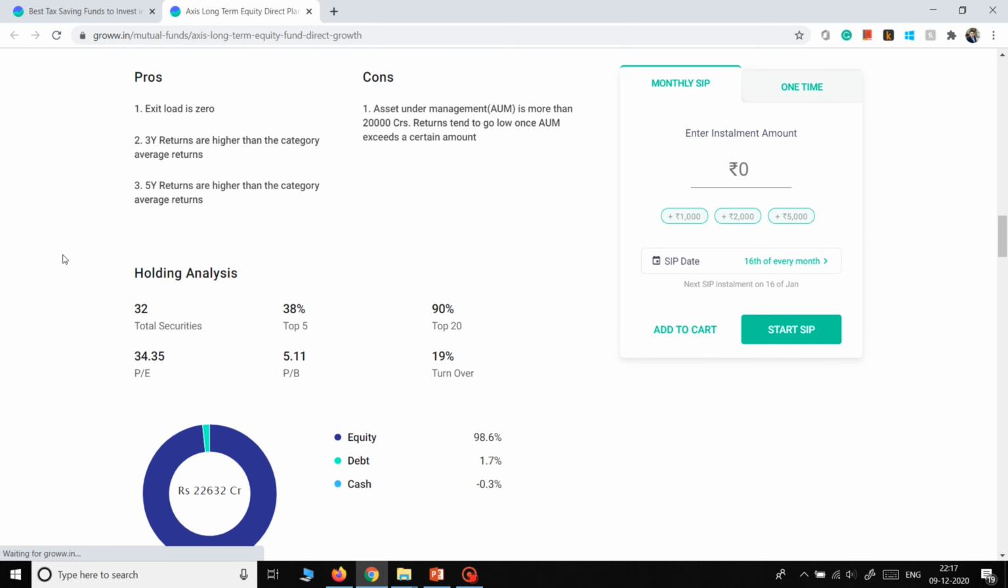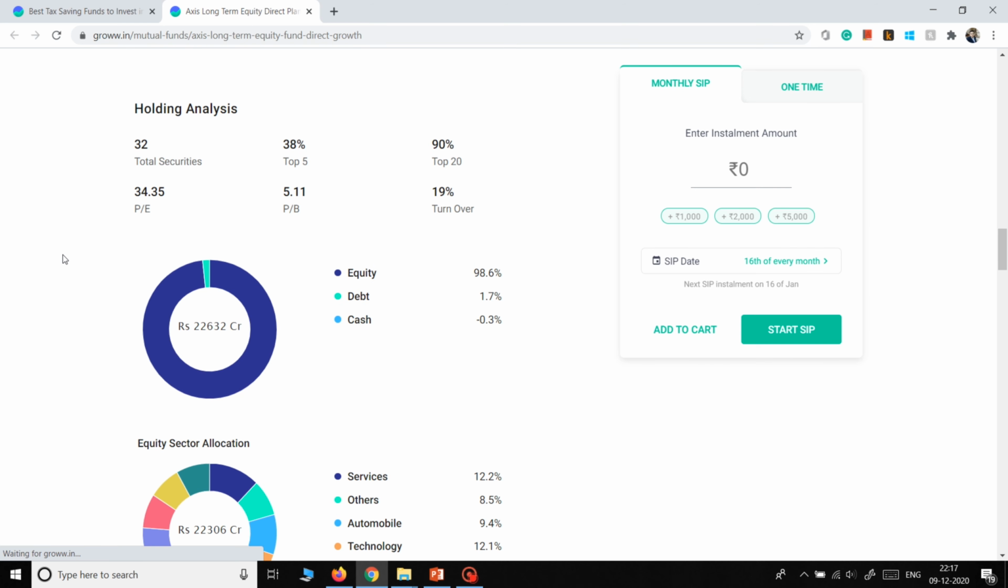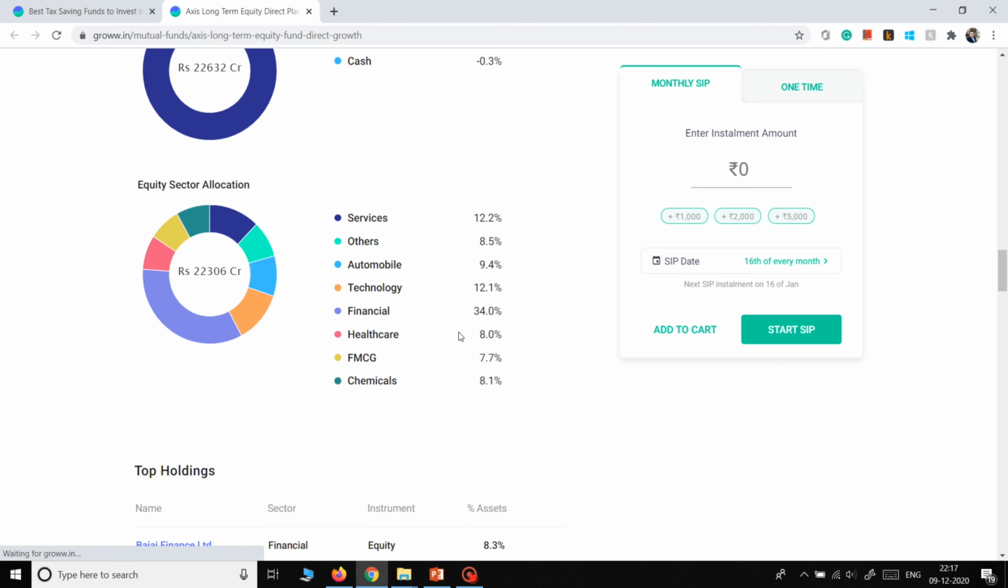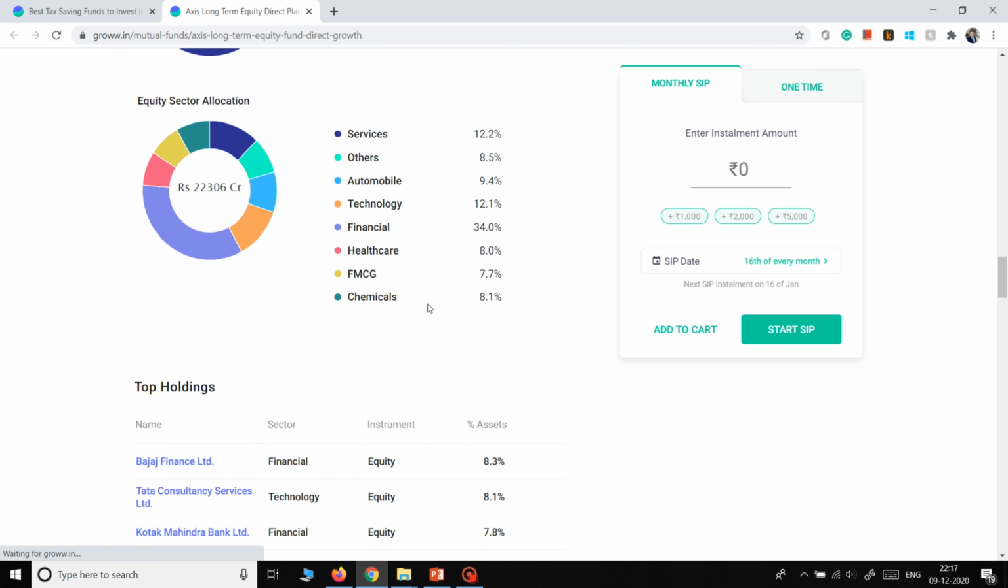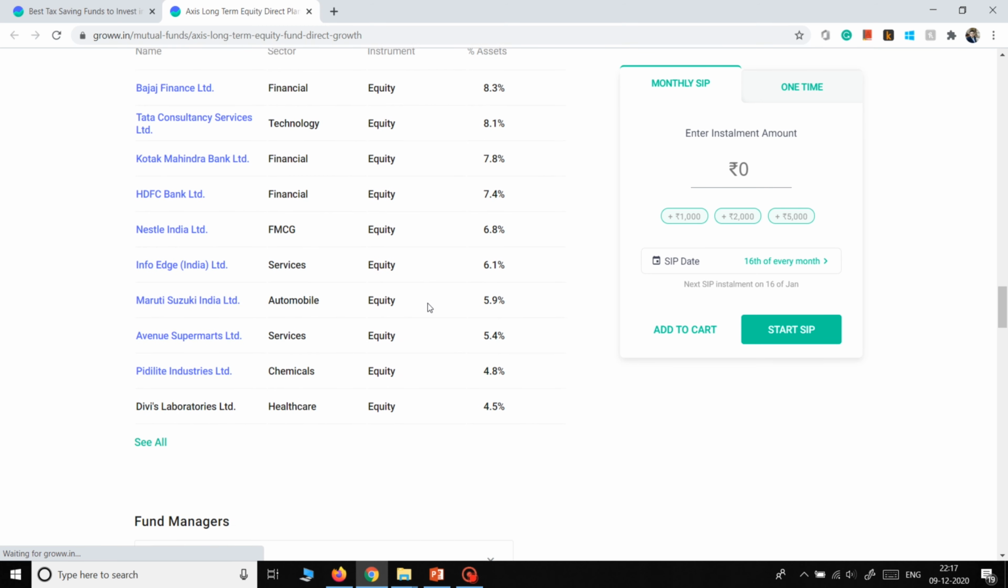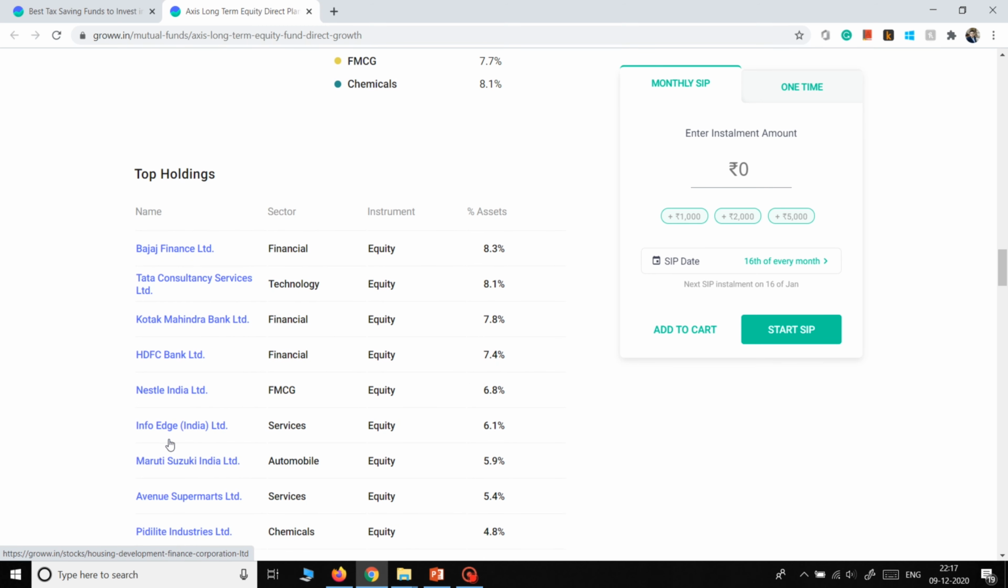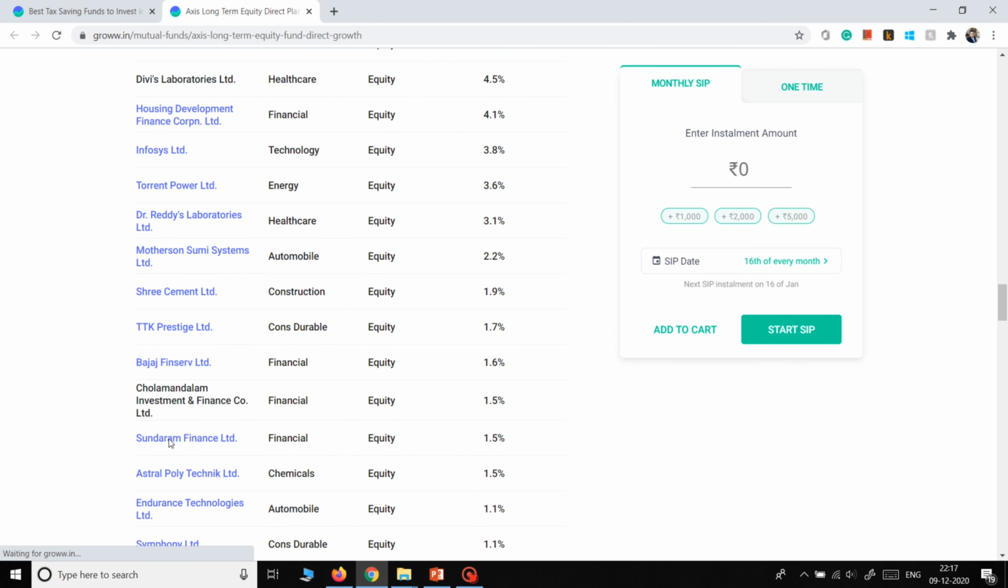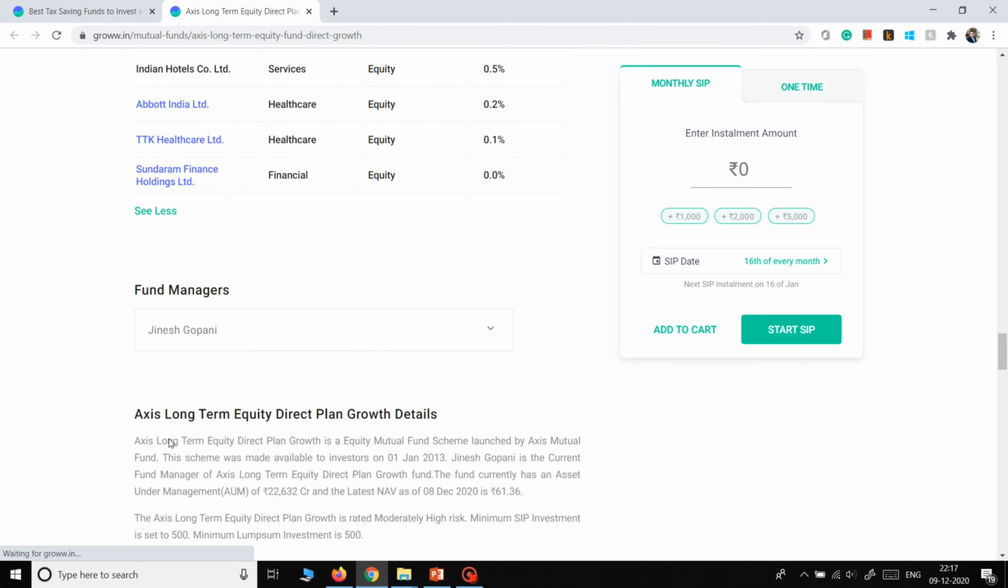You can also see here what kind of holding this fund has, what is their equity, what is their debt investment, how much cash they are having, and all these kind of things. Then here you can see that the investment is in, say, services, automobile, financial, this kind of industry. They have invested their total investments, and all the holdings you can see in this. So these are some things which you should look at before investing in any mutual fund.